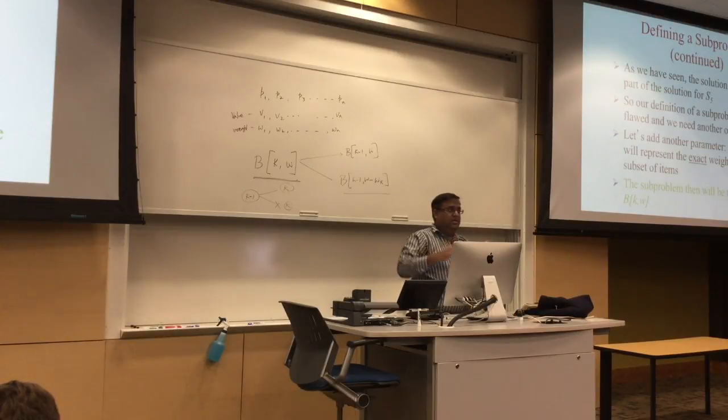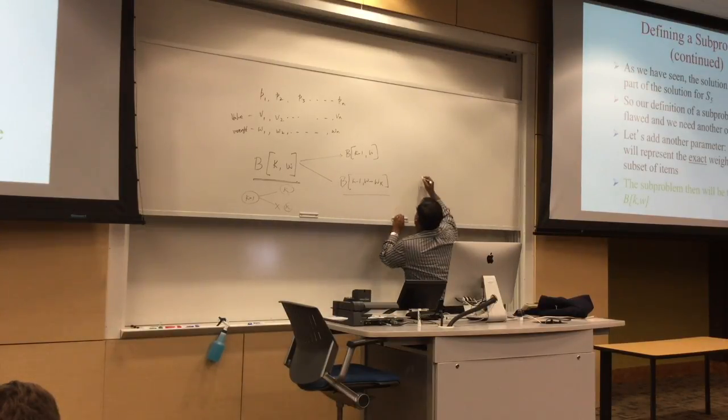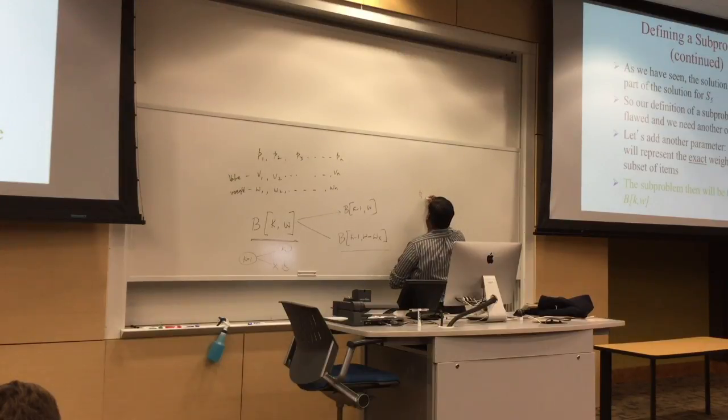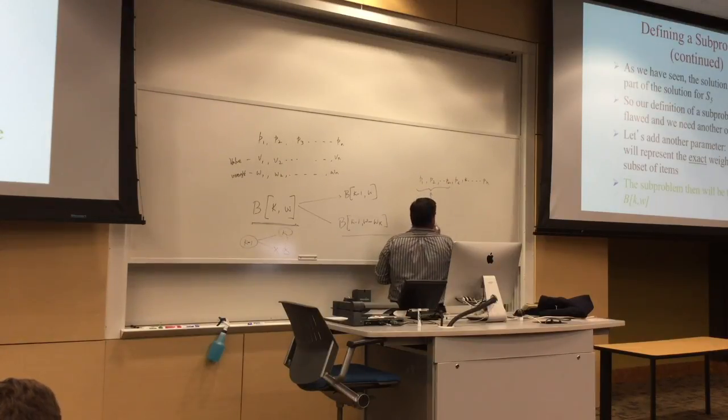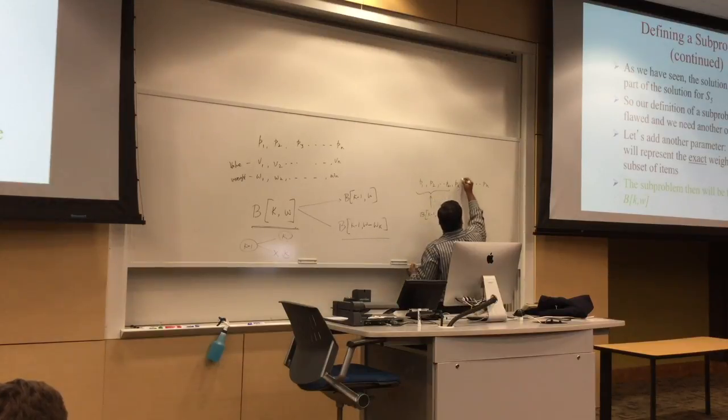Does that make sense? So after I've considered K minus 1 items, let's say P1, P2, ... PK minus 1, PK, and then you have Pn. So far, I know what's the maximum benefit I can get from this, and that is my B, K minus 1, W. Say some value. Right? Now, I have to make a decision whether to choose this or not.